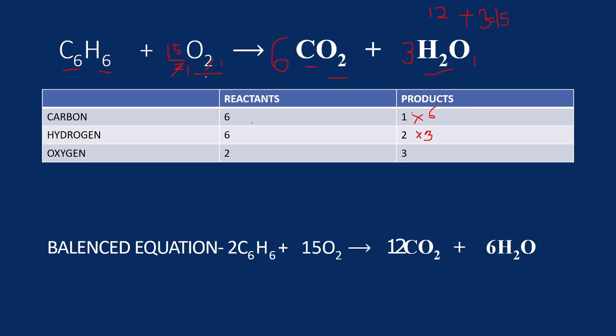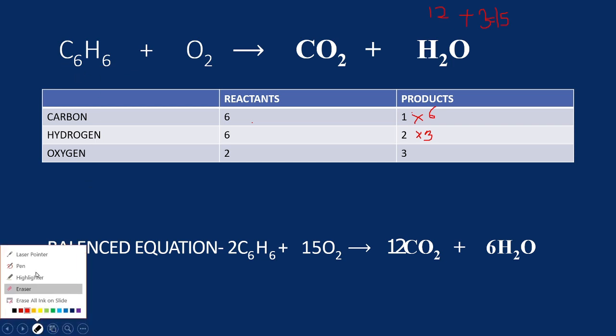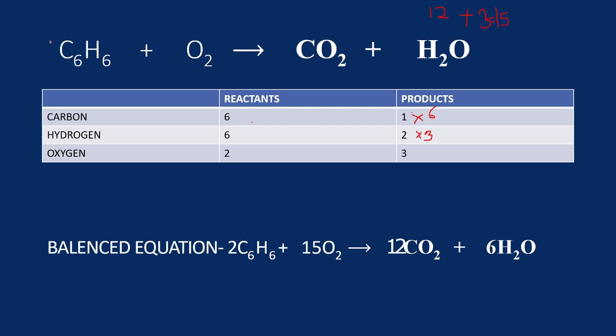But according to the rules, we are not supposed to write a fraction. So what we need to do is multiply each and every compound by 2. Let me just erase everything. So what we need to do here is multiply the first one, which is C6, by 2. So 2C6 and 2H6. And coming to O2, we all know it should be 15.